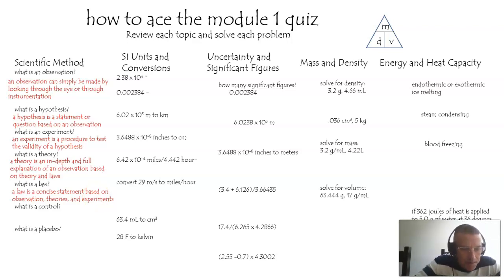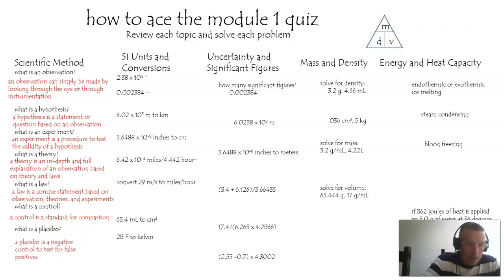What's a control? That's a standard for comparison. And if it's a placebo, that deals with a negative control, right? Like a starch pill for an experiment to deal with, say, a pill for the common cold. It's something that's supposed to do nothing, to make sure the patient thinks it does nothing, because they don't always act that way. Okay, SI units and conversions.